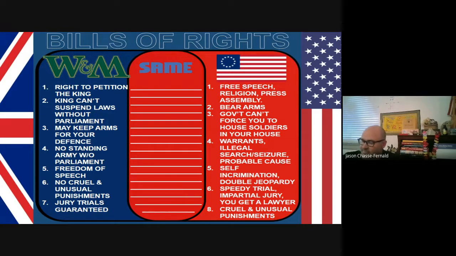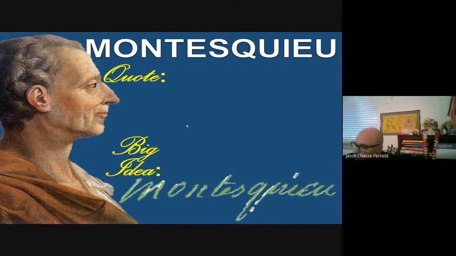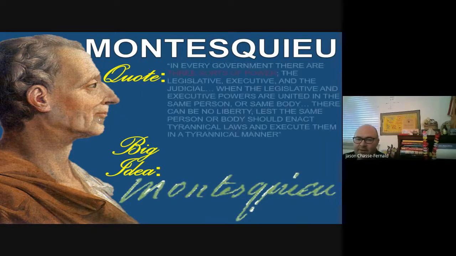And of course, these protections get embedded within the U.S. Constitution with the Bill of Rights. All right, so you can see a real similarity comparison here between the English Bill of Rights and the American Constitutional Bill of Rights. All right. Next guy, Montesquieu. And of course you all know Montesquieu. I don't know how you would ever get into this class without knowing Montesquieu.